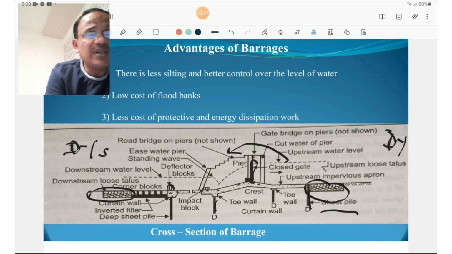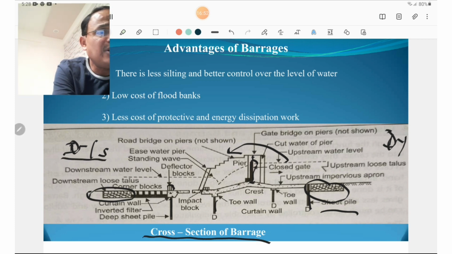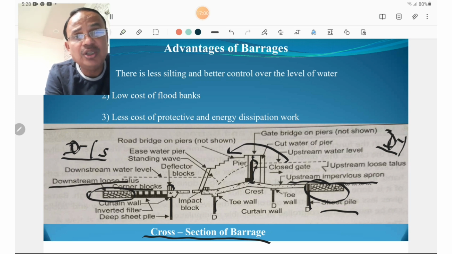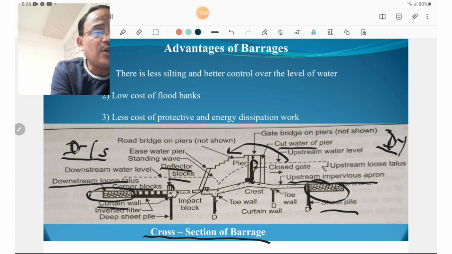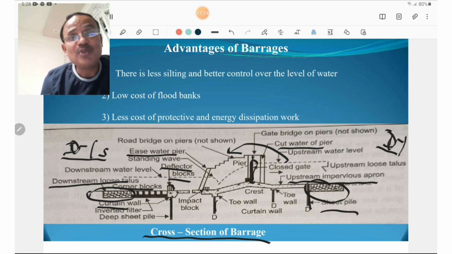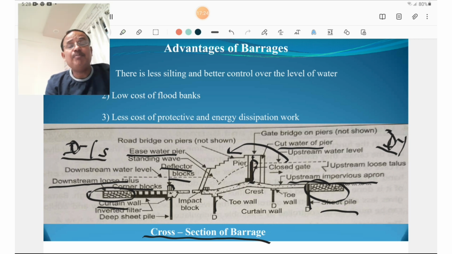So you must remember this cross section of the barrage, and also the arrangement on the downstream side and on the upstream side. You must know the upstream impervious apron. You must know the downstream loose talus corner blocks. You must know the curtain walls. You must know the deflector blocks provided on the downstream side. On the upstream side there is a cut water. On the downstream side there is an east water pier. So you must know where the cut water is provided and where the east water is provided, and you must remember all these figures by careful study. This might be useful for your MPSC mains studies.